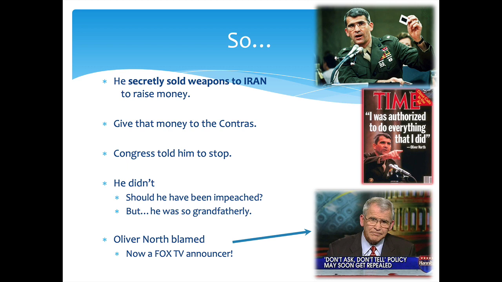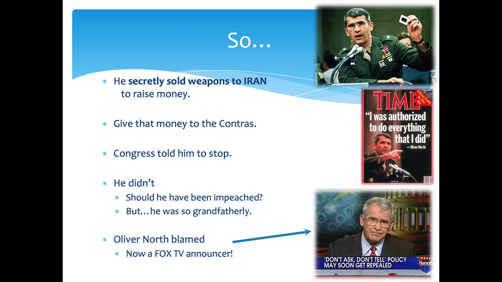So what does he do? He starts secretly selling weapons to Iran, right? We had just been helping Iraq 3 years before this. But now, since there's communists nearby, we start selling weapons to Iran to raise money. They're giving that money to the Contras.